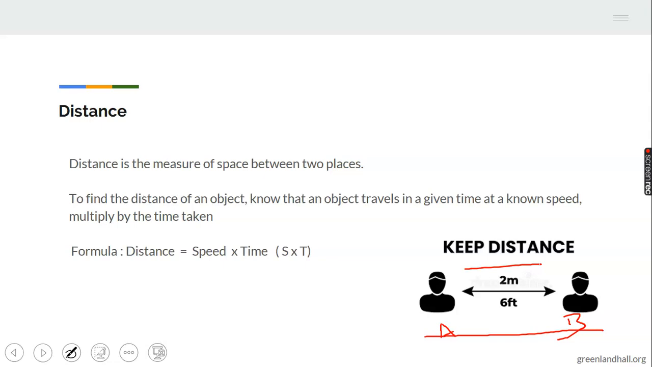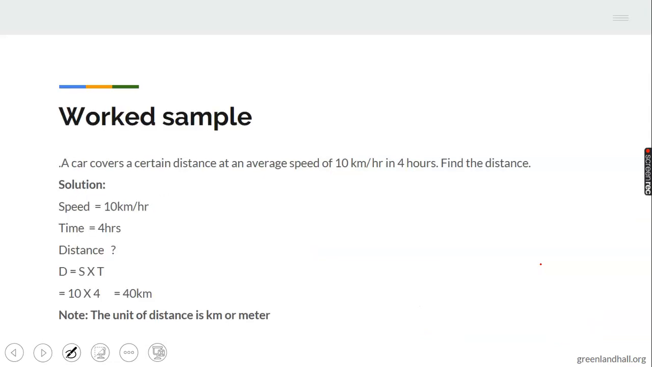Now, like I said, distance is the measure of space between two places. Let's see how we can work it out. To find the distance of an object, you take the speed at which the object travels and multiply by the time taken. So how do you find distance? This is the formula. Don't forget the formulas. Speed times time will give us distance. So let's see what the question will look like.